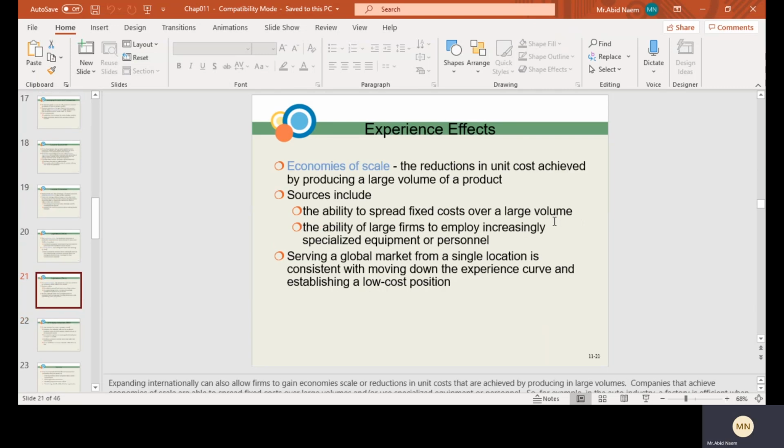Economies of scale is the reduction in unit cost achieved by producing a large volume of a product. The sources of economies of scale include the firm's ability to spread fixed costs over a large volume of the orders it has received, or the ability of a large firm to employ increasingly specialized equipment or personnel. And serving a global market from a single location is consistent with moving down the experience curve and establishing a low-cost position.